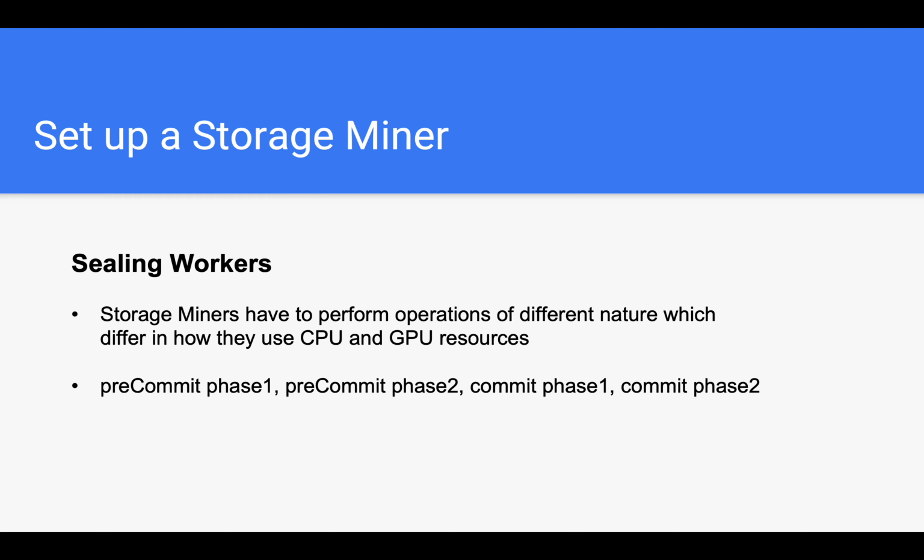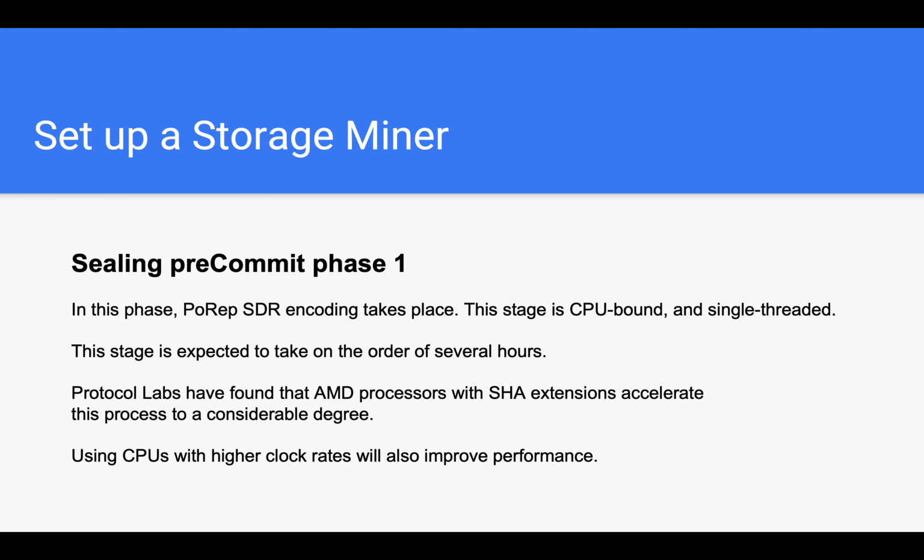And for sealing workers, storage miners have to perform operations of different nature, which differ in how they use CPU and GPU resources. And these different operations could be divided into 4 phases: the pre-commit phase 1, pre-commit phase 2, commit phase 1, and commit phase 2. And I will explain these 4 phases one by one.